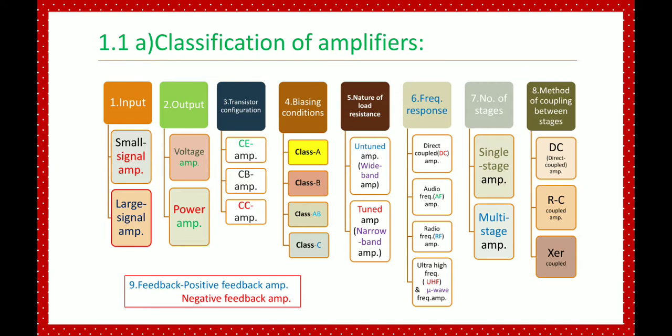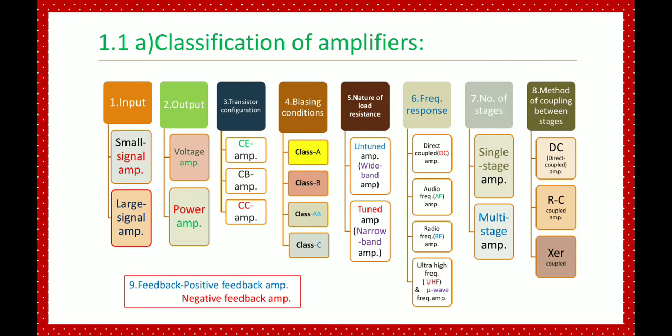Now, depending upon the number of stages used, it could be single stage or multi-stage. Then, based on the method of coupling between the two stages, it could be DC coupled, where they are directly coupled, whereas in RC coupled, resistors and capacitors are used for coupling one stage to the next stage. If a transformer is used, then it is a transformer coupled amplifier. There is also a classification based on feedback: positive feedback amplifier and negative feedback amplifier.